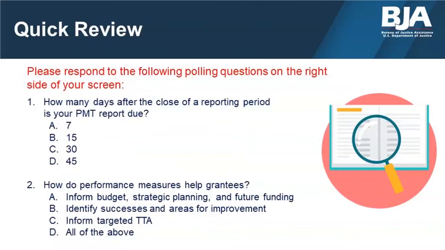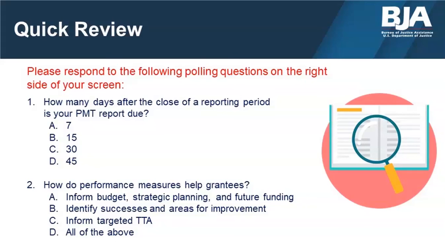Please respond to the following polling questions on the right side of your screen. Number one, how many days after the close of the reporting period is your PMT report due? Is it A, 7, B, 15, C, 30, or D, 45? Also, for number two, how do performance measures help grantees? Is it A, inform budget, strategic planning, and future funding? B, identify successes and areas for improvement? C, inform targeted TTA, or D, all of the above?